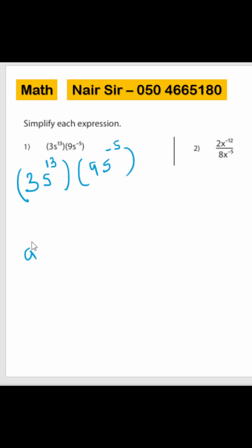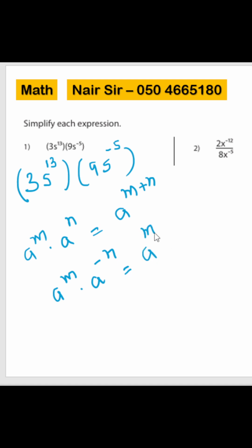a raised to m into a raised to n is a raised to m plus n. Similarly, if I have got a raised to m into a raised to minus n, what will I do? I will say a raised to m plus minus n. And what will I do? Different sign, subtract and put the sign of the bigger number. That's what I am learning in this.